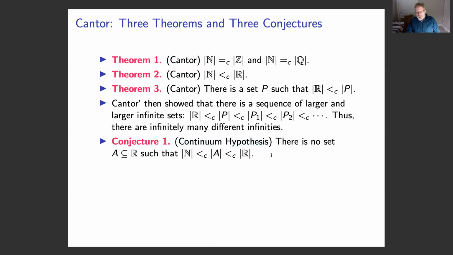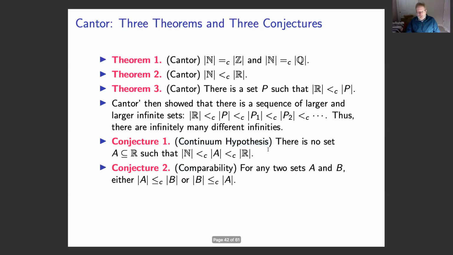So here's what Cantor said. Well, I conjecture that there's no set of real numbers, A, whose size is strictly between the natural numbers and the set of real numbers. And it turns out this was a very difficult conjecture. No one was able to actually prove it. And in a sense, it's still an open problem. In a vague sense, I should say, but I won't go into more detail.